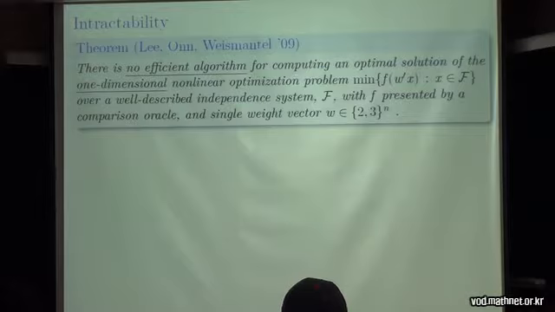But by comparison oracle, you mean that if you evaluate two values? Yeah, it says which is better. So this person comes in, it's better, but we don't have any measure of how much better. So it's the weakest way you could be given a function that you're trying to optimize.